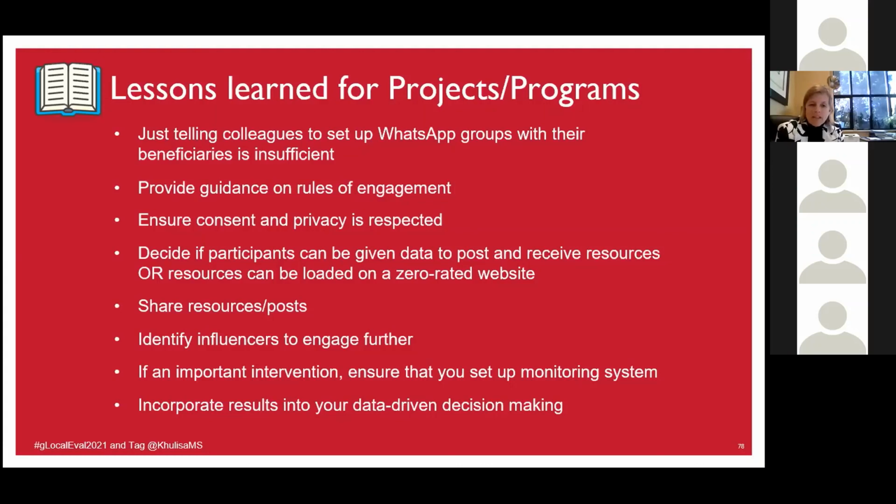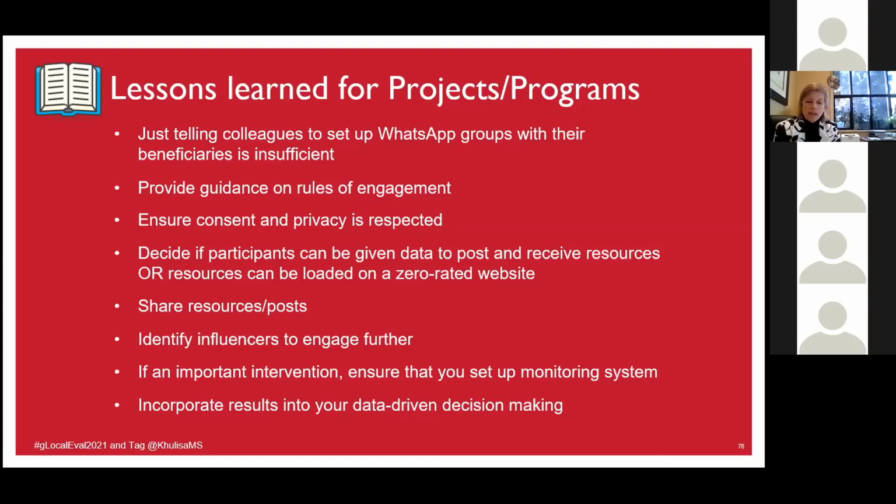Make sure you have the consent and privacy. Decide if, and I think it was a question earlier, participants can be given data to post and receive resources, or, and in South Africa we have something called zero-rated websites, where it doesn't take data. If the resources can be posted onto a website and instead you're just sending out a link, that means you can't necessarily see how often that data is downloaded. You have to look at that website. So it's a different process. But it was a huge issue that participants didn't have enough data. Make sure that you're sharing the resources and posts. The head coach didn't, in this particular case, model the kind of coaching on WhatsApp that one would have hoped.